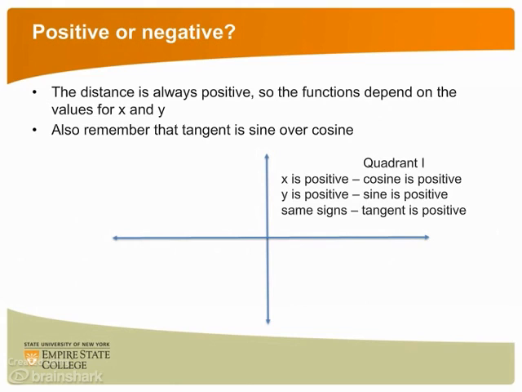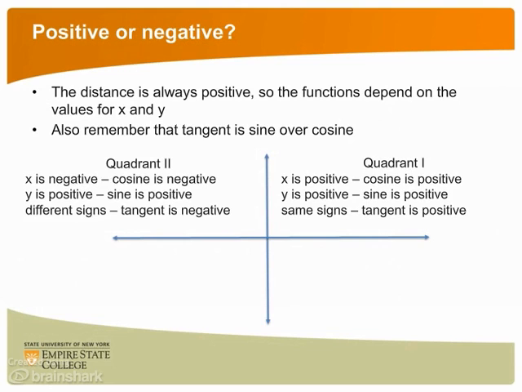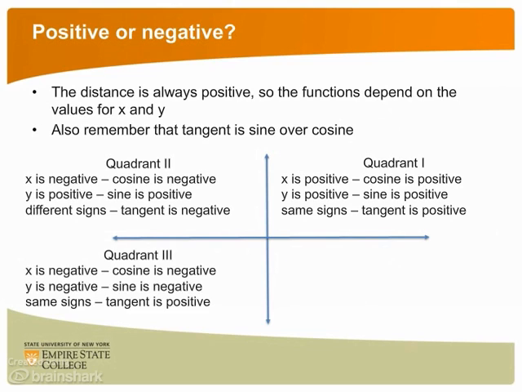In quadrant 1, the x values are positive, so cosine is positive. The y values are also positive, so sine is also positive. Because both sine and cosine are positive, tangent will also be positive. In quadrant 2, the x values are negative, so cosine is negative. The y values are positive, so sine is positive. Because sine is positive and cosine is negative, tangent is negative.